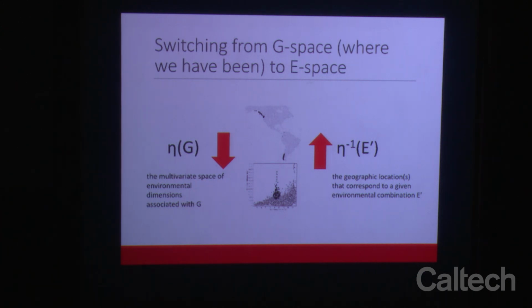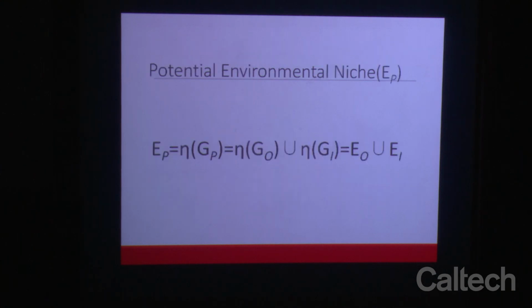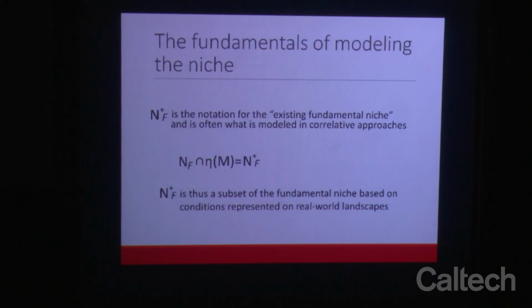And so a lot of niche modeling is really being able to move across these spaces and being able to model across these spaces in terms of geographic and environmental space. And because of that, there are reflections of the geographical components of these BAM diagrams in environmental space. So the potential environmental niche is the eta GP, which is again the eta GO and the eta GI, which sums up to the union of EO and EI. And this is basically reflecting these relationships between the geographic space and the environmental space.